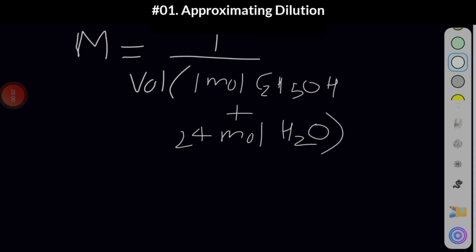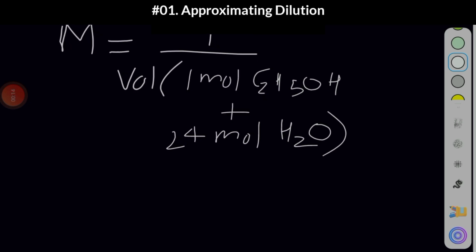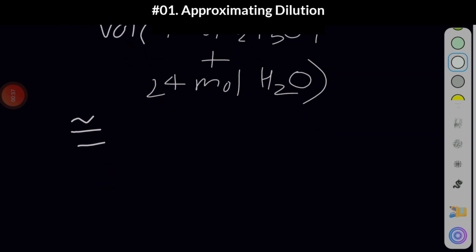This approach of approximating dilution, you will find it all over the internet, and it is by far the most standard one because it's not that hard. What we consider is, if you have a look at the solution we are having, we have 1 mole of ethanol and 24 moles of water. That means comparatively the amount of ethanol is less, so the volume it will contribute to is less.